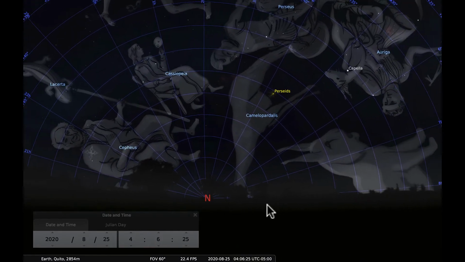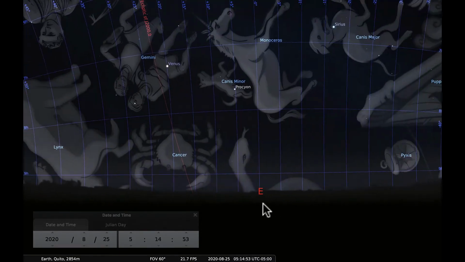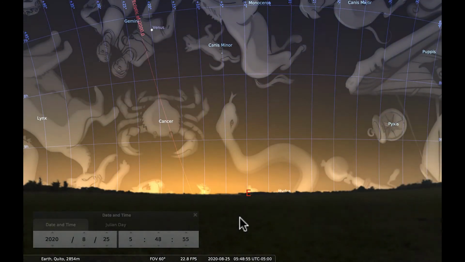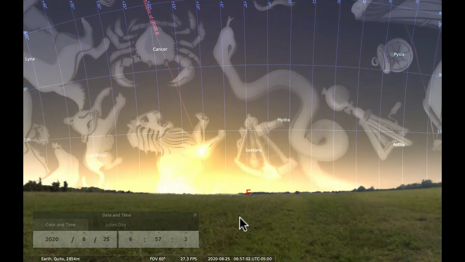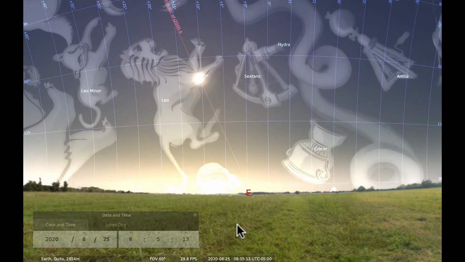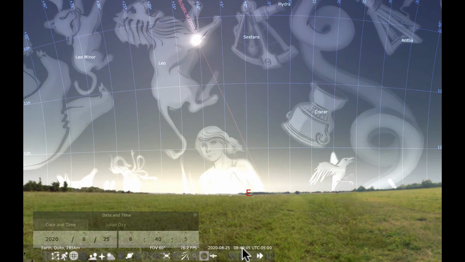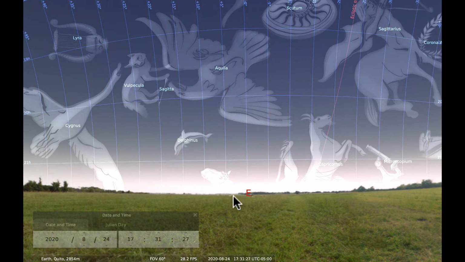Again, if we look now eastward, the celestial sphere is rotating around us, and there the sun is rising straight out of the horizon. And there's morning, what it looks like in Quito, Ecuador. Okay, let's stop for a moment and go back to right now. So this is what it looks like in Quito, Ecuador.